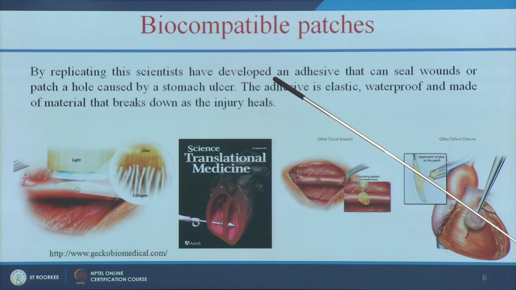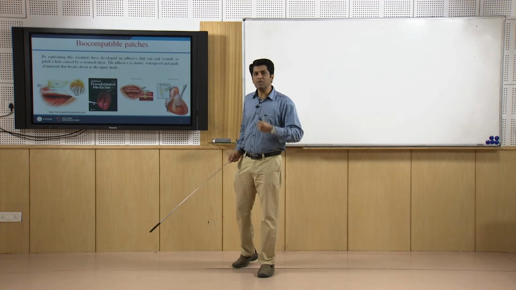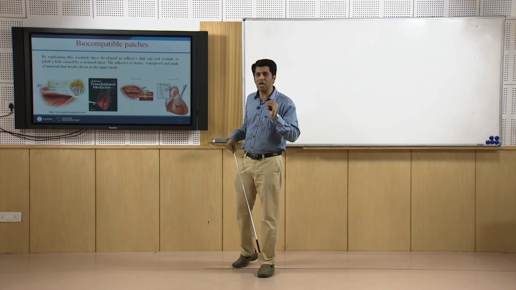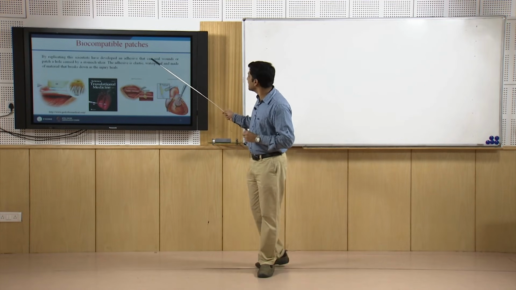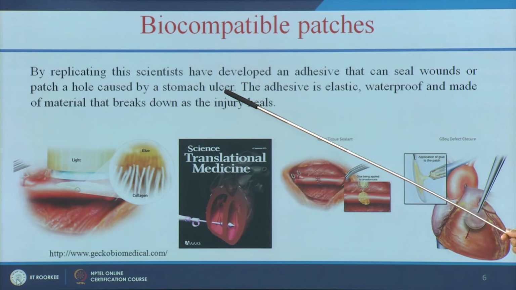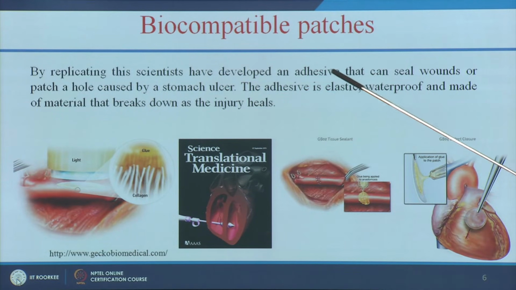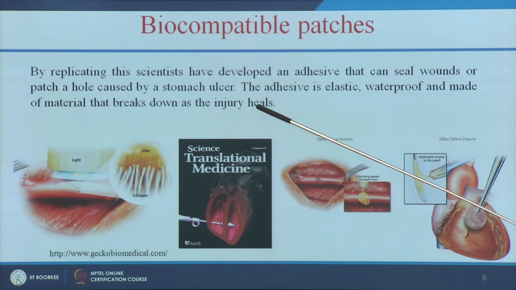Based on this they made a very good biocompatible adhesive, called a biocompatible patch. What is the meaning of biocompatible? A material which is compatible with your biological system is called a biocompatible material. This adhesive can seal your wounds or patch a hole caused by stomach ulcer or anything else. It is elastic and waterproof, and it is made of material that breaks down as the injury heals, that is, the material is biodegradable.